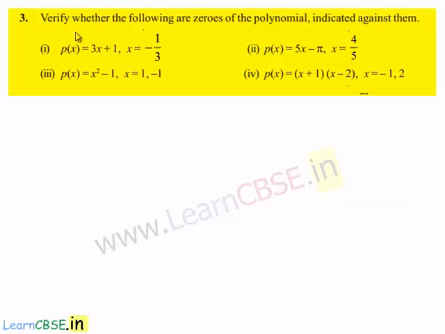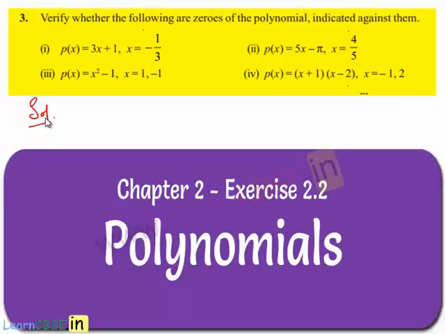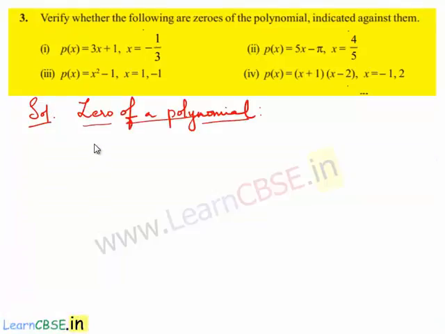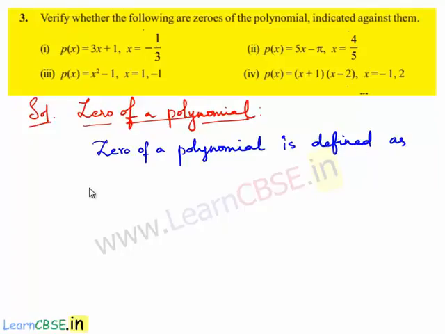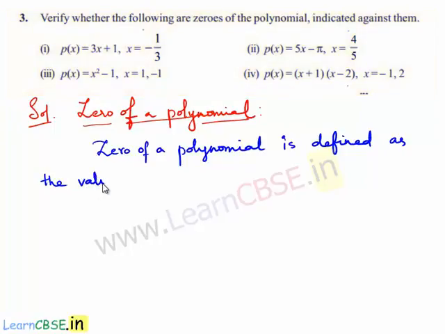Moving to the third problem, verify whether the following are zeros of the polynomial indicated against them. So, moving on to the solution, let us first define what is the zero of a polynomial. The zero of a polynomial is defined as the value of the variable at which the polynomial becomes zero.